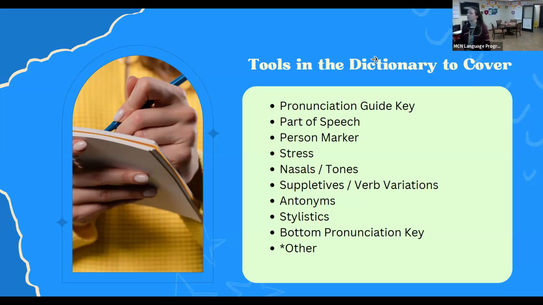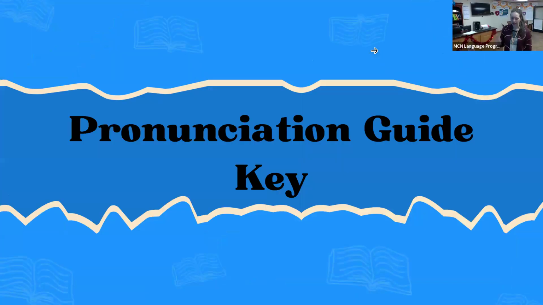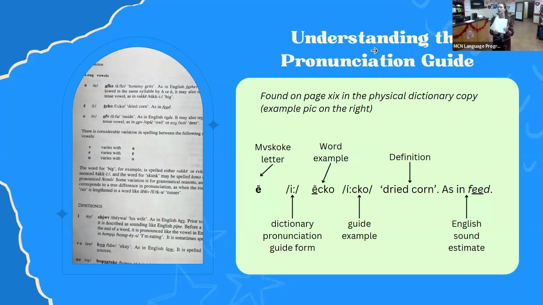So with that, our first one is the pronunciation guide key. If you have a physical dictionary, it's on page XIX, right after the table of contents, just a few pages in. If you don't have a physical copy on you, I have a big, nice, hopefully easy to see picture that shows what I think is page XX, because I think it starts on XIX. Basically this section tells you how to read the sounds for this dictionary.